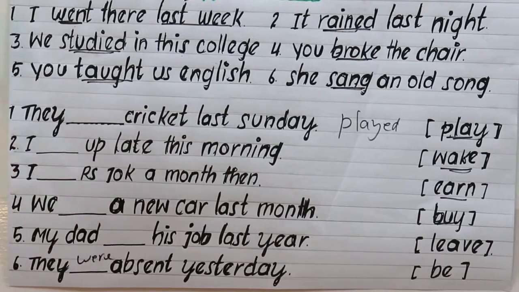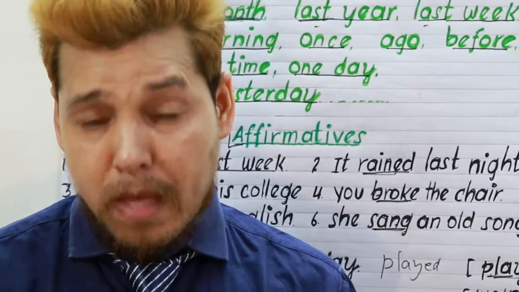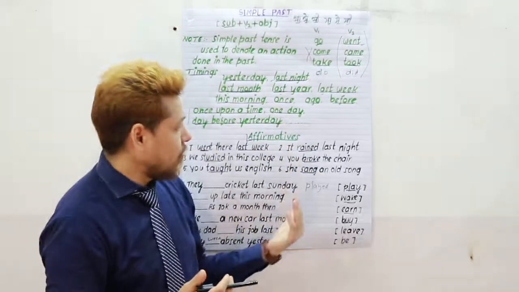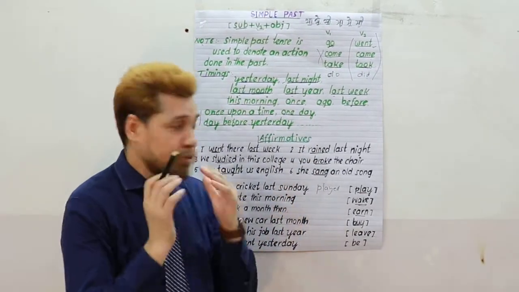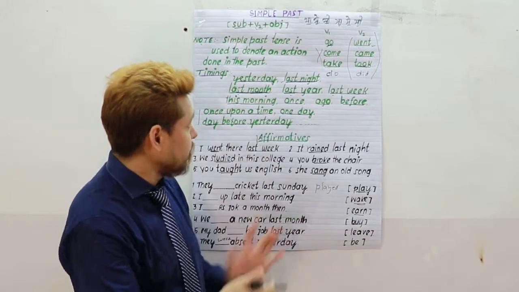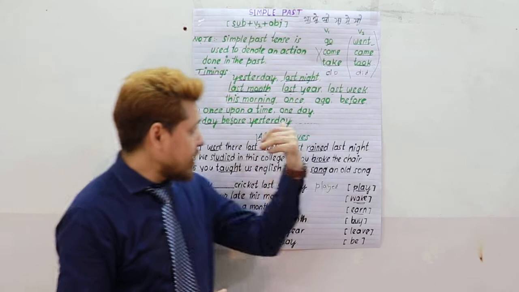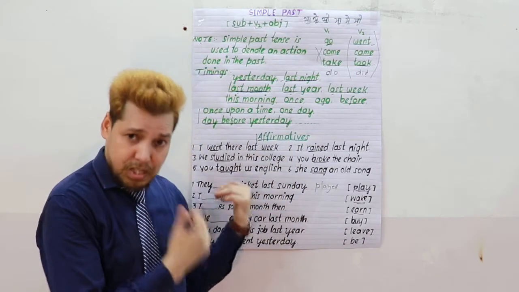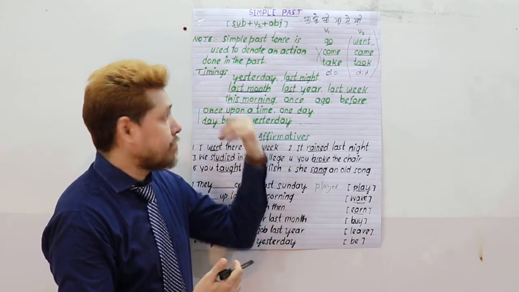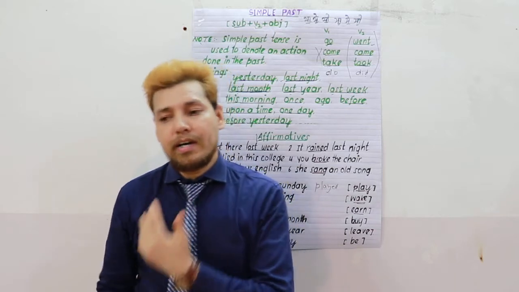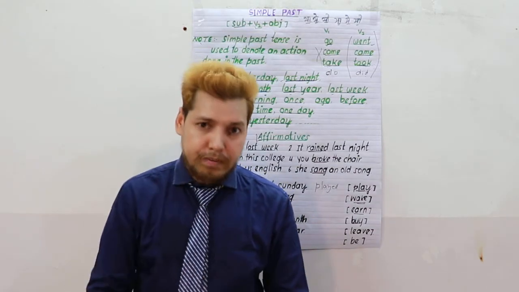So it means that in past tense we use all the verbs in second form, right? So you have to learn all the second forms. You should know the second form of all the verbs, so that you can make sentences very easily. So today we learned the past indefinite tense, simple past tense, only affirmative sentences. We will learn negative and interrogative in the next video.